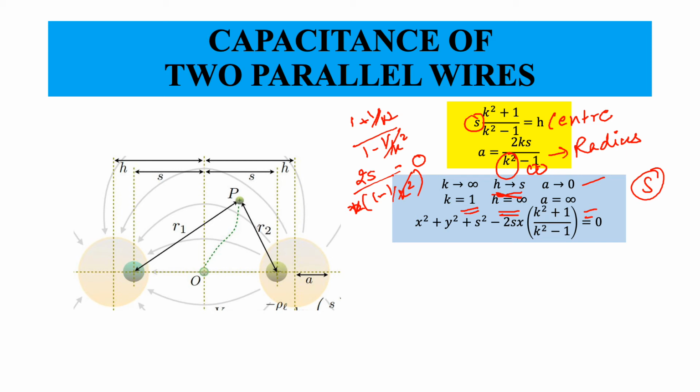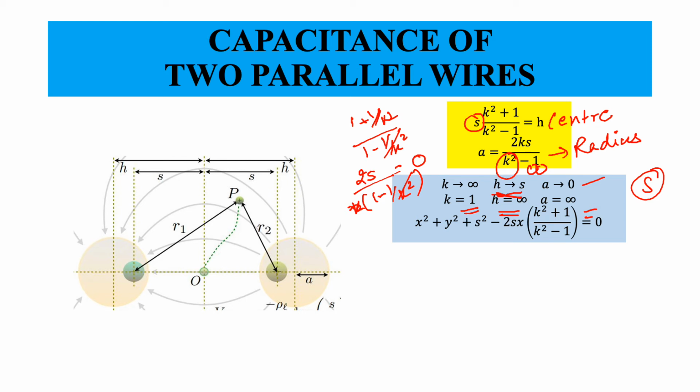So we will look at two cases: k tends to infinity, h tends to s and a tends to 0. The circle radius goes to 0. The circle radius becomes smaller and smaller and goes to 0 while the center of the circle moves from h to s. When k is equal to 1, this is an interesting case. When k is equal to 1, h goes to infinity and then a is also becoming infinity.